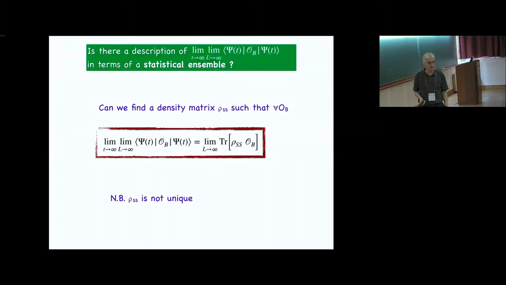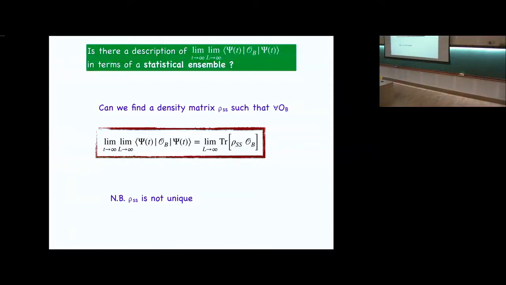Absolutely. It will become a little bit clearer in the following few transparencies. I will construct a density matrix, a density operator, of the entire system, which is such that if I take the trace over the degrees of freedom in the entire system of that density matrix times any local operator anywhere, as long as it's local, it equals this infinite time limit of the expectation value after the quench. That's an important point.